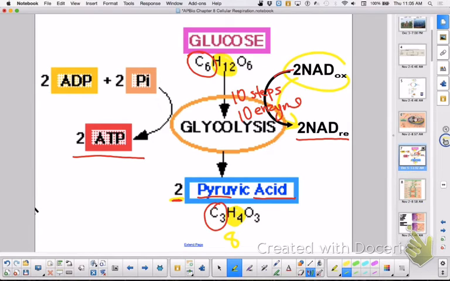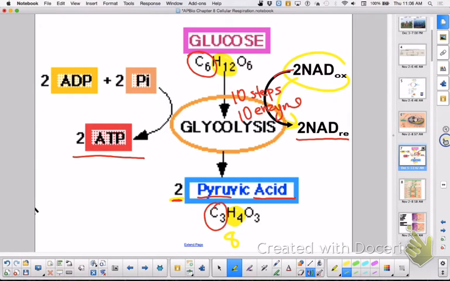2. And here you're going to run into a problem. Because if you keep doing that, pretty soon all of your NAD is going to be in what state? Reduced. And you're going to run out of what? NAD, right? So you're going to have to do what to it eventually? Oxidize it. Okay, if you want to keep doing this, you've got to somehow oxidize it because otherwise you're going to run out of it.